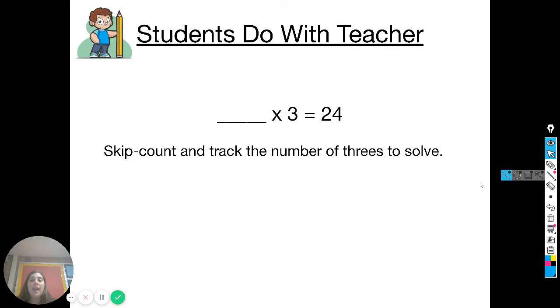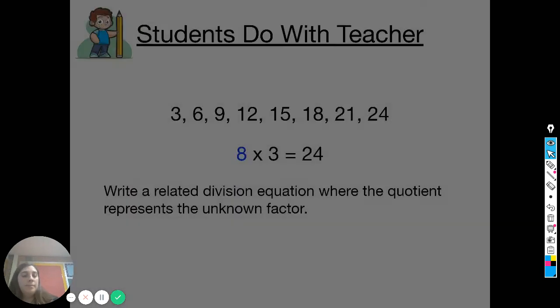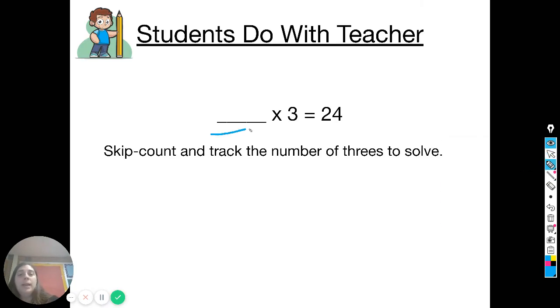Now let's go ahead and have you do the problems with me. We're going to go through a similar procedure. Right now on the board, I have blank times 3 equals 24. We need to skip count and track the number of 3's to solve. So right now, we do not know the number of groups, but we do know the size of each group. So go ahead on your whiteboard with me, and we're going to make groups of 3 until we get to 24.